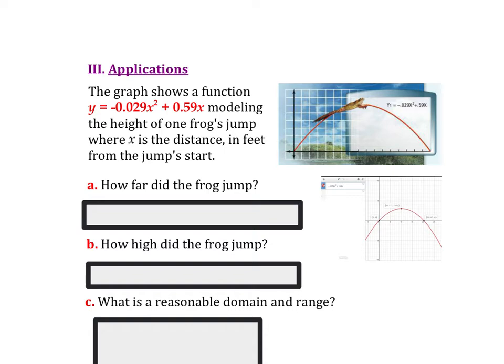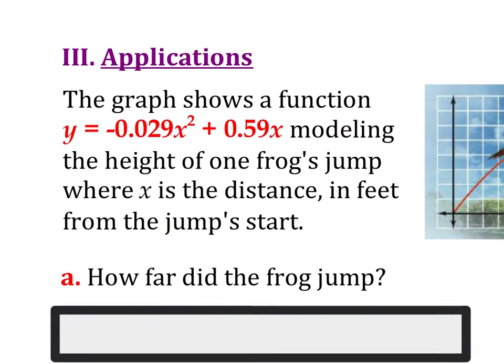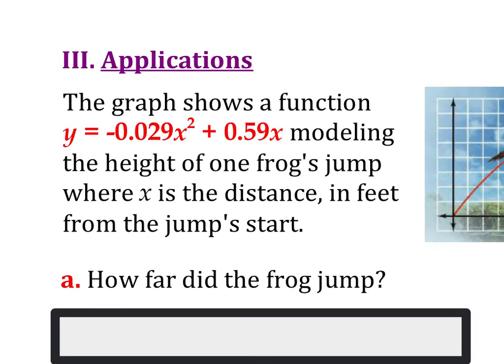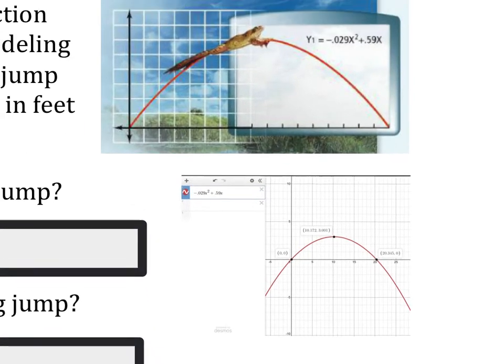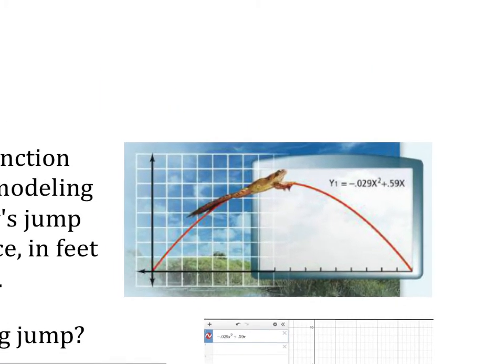All right, so here we've got a scenario. We have a graph showing a function of f of x, or y, equals negative 0.029x squared plus 0.59x, modeling the height of one frog's jump, where x is the distance in feet from the jump's start. So there's our function, yay. And you can already see down below, I've got the Desmos screenshot pulled up.